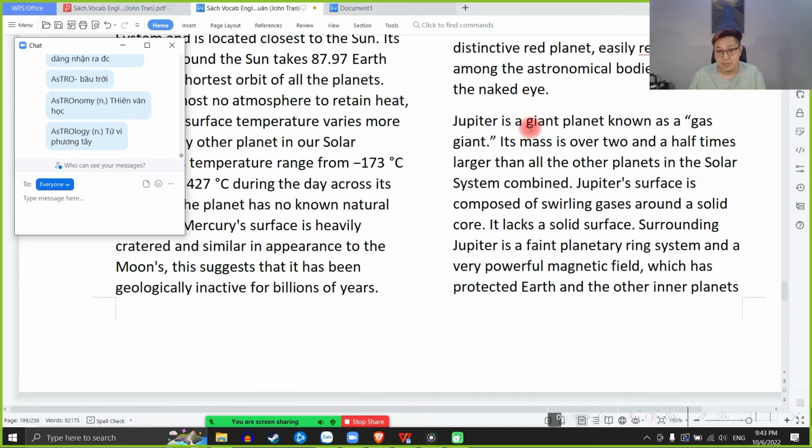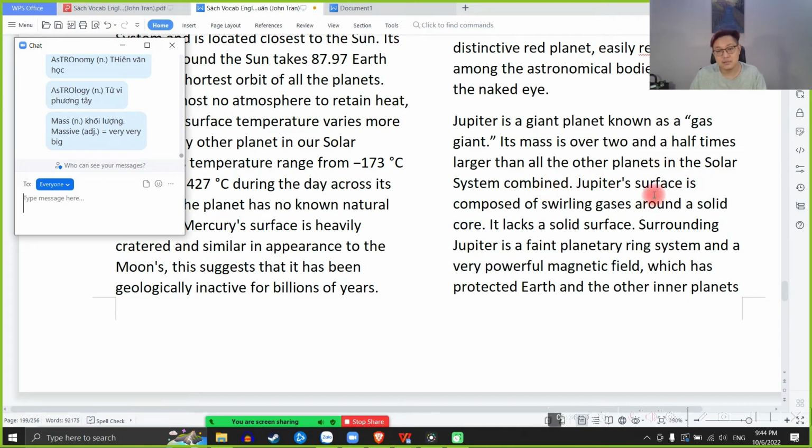Jupiter là một cái hành tinh khổng lồ, giant planet, được gọi là gas giant, hay còn gọi là hành tinh khổng lồ bằng khí á. Cái mass của nó, so we have the word mass, right? Khối lượng. And massive. Adjective massive means very very big, rất là to lớn. Cái khối lượng của nó hơn 2 lần rưỡi so với tất cả các hành tinh khác cộng lại trong hệ mặt trời luôn á, combine lại luôn á.